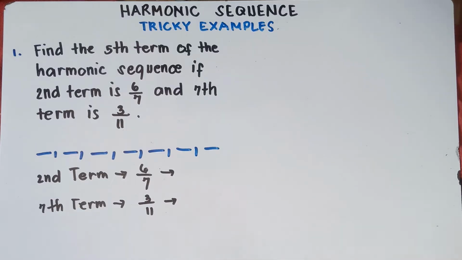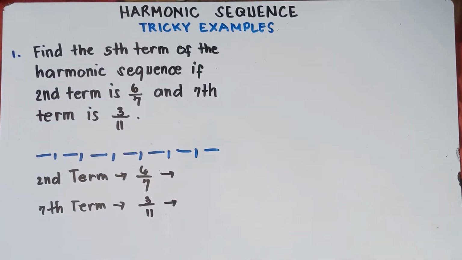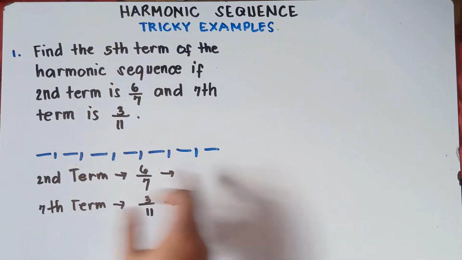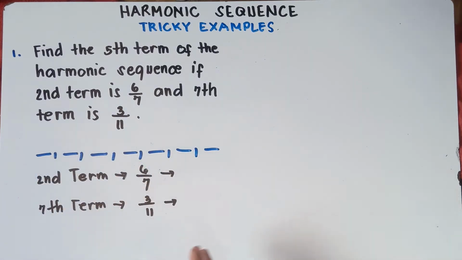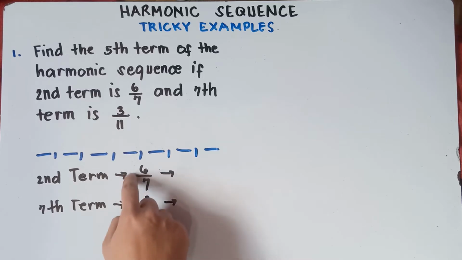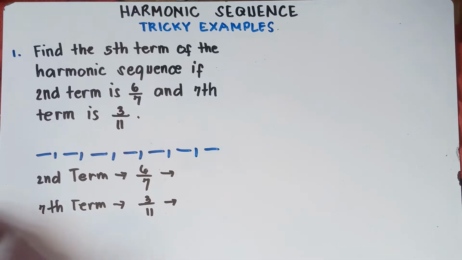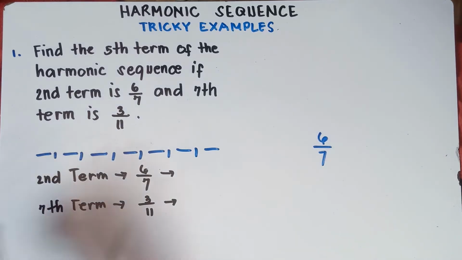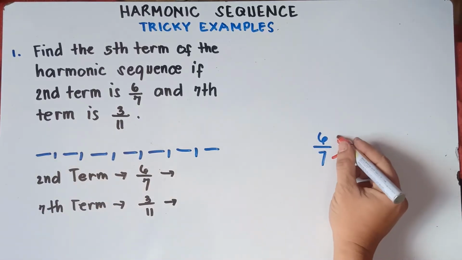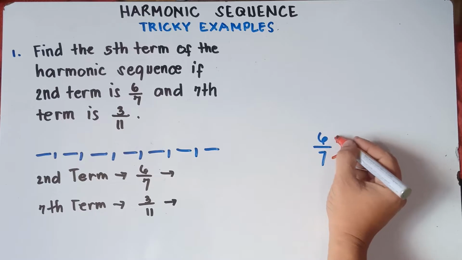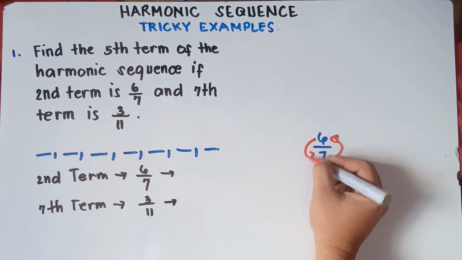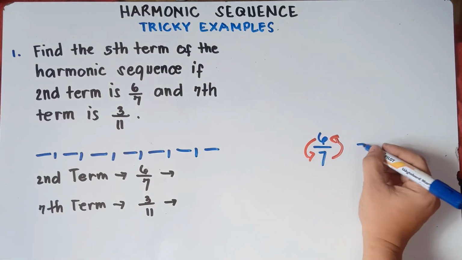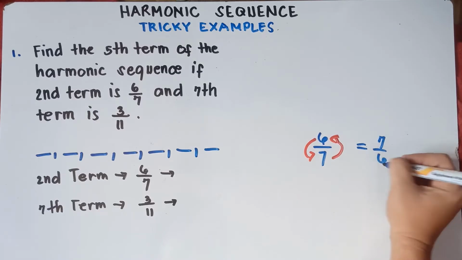It's because, class, we need to find the common difference. Once you find the common difference, you can find any of these terms. To convert this into an arithmetic sequence, just get the reciprocal, class. If this is 6/7, the numerator 7 will be the denominator and the denominator 6 will be the numerator. So the reciprocal of 6/7 is 7/6.